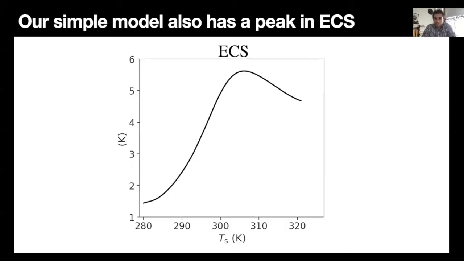As a function of surface temperature, the ECS in our simple clear sky longwave only climate model increases from less than 2 Kelvin for cold base states to over 5 Kelvin at surface temperatures of around 310 Kelvin. But then the ECS declines at still higher surface temperatures. So this is great. We have a very simple climate model that reproduces this peak in the ECS. And that means we can dig in to understand why this peak exists.